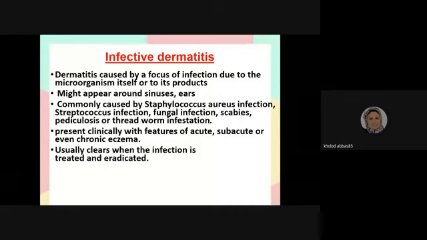Infective dermatitis caused by a focus of infection due to microorganism itself or its product. Might appear around sinuses, ears, commonly caused by staph aureus infection, streptococcal infection, even fungal infection, scabies, pediculosis. We see that dermatitis occurred at the site of infection, meaning irritation, either due to the infection itself or its product. Clinically present with features either of acute, subacute, or chronic dermatitis. Usually it clears when the infection is treated and eradicated.